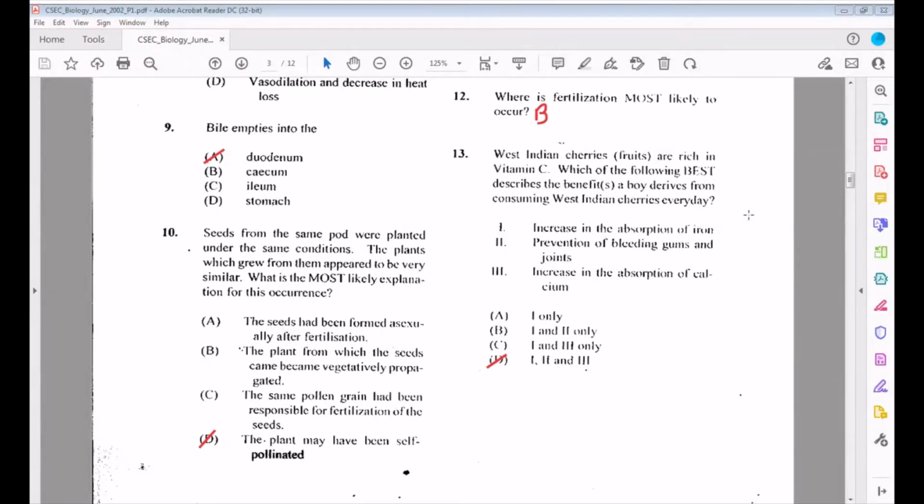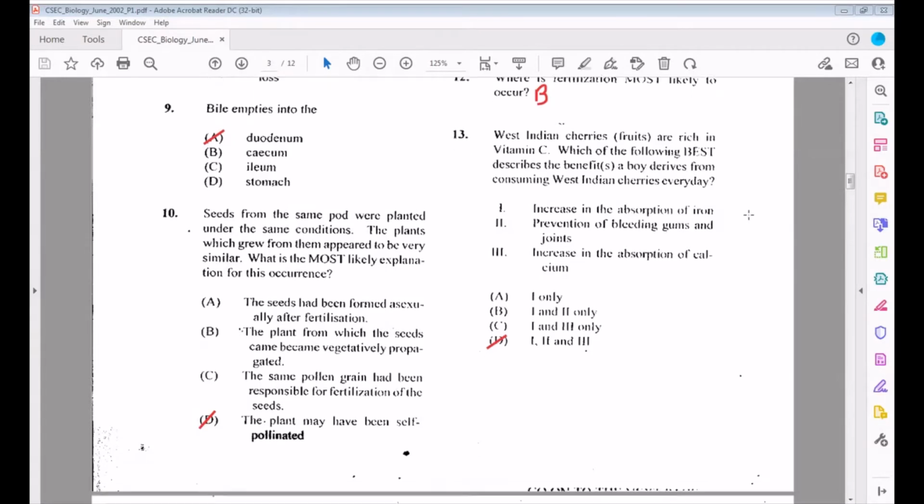13. West Indian cherries, which is a fruit, are rich in vitamin C. Which of the following best describes the benefit or benefits a boy derives from consuming these cherries every day? The answer would be D. So he gets the increase in absorption of iron, prevention of bleeding gums and joints, and also an increase in the absorption of calcium.